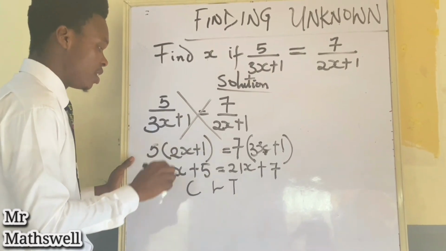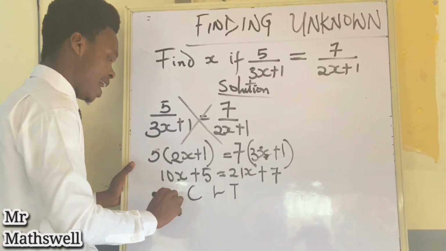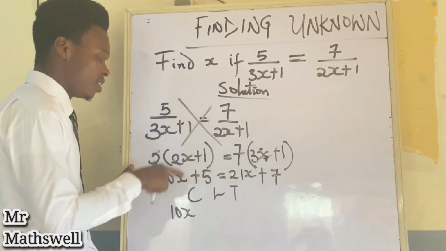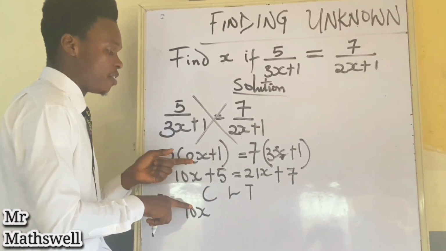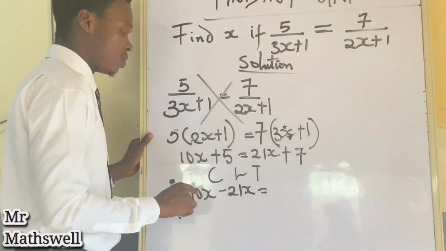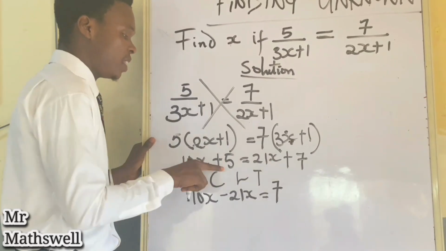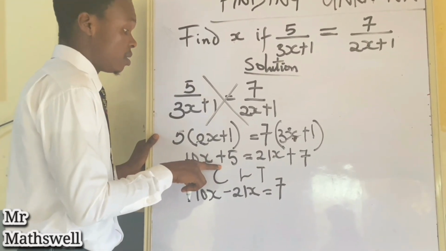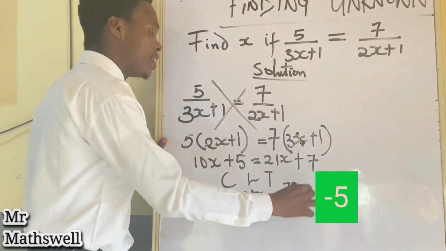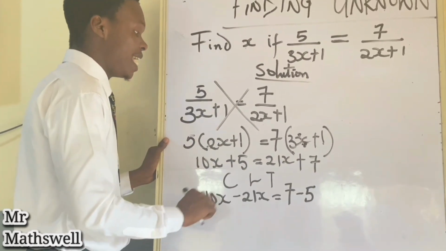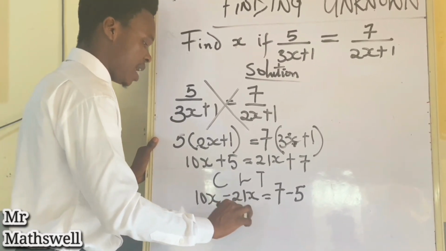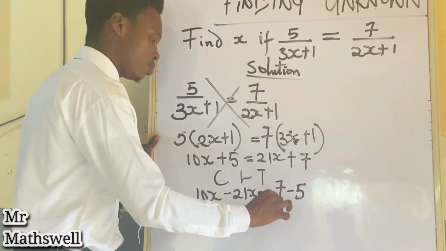And to do that quickly, we can just say 10x. We have 21x here. When it crosses to the other side of the equation, this is the left-hand side of the equation, when it crosses here, it becomes minus 21x equals, then you have the 7 here. This has a positive symbol. When it crosses to the other side, it becomes minus 5. So we have 10x minus 21x to give us minus 11x equals 2.